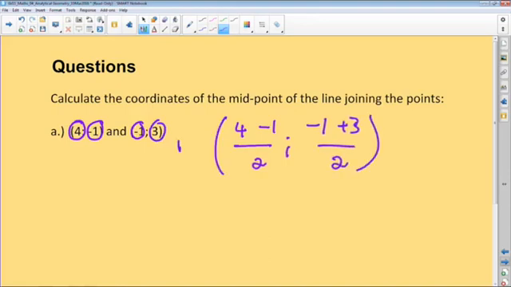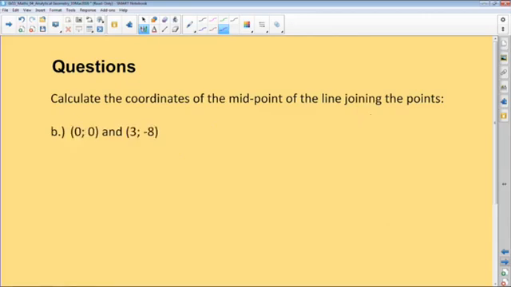And then we normally represent it with M. So M is 4 minus 1, that's 3 over 2, and 2 over 2, which is a 1. Well done to you guys who got the 3 over 2 and 1. That is the correct answer. And now we look at the next problem.